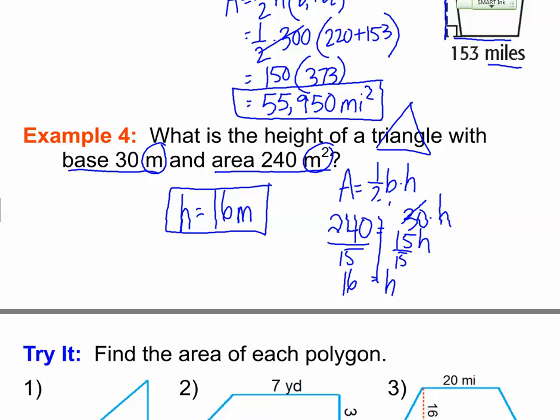Hopefully everything went well. We have the two formulas for a triangle and a trapezoid. Keeping in mind, a triangle is half of a parallelogram, so that's where the half times the base times height comes in. A trapezoid, if I drew two trapezoids next to each other, they would end up being a parallelogram, and that's where you get half of the height multiplied by the two bases.